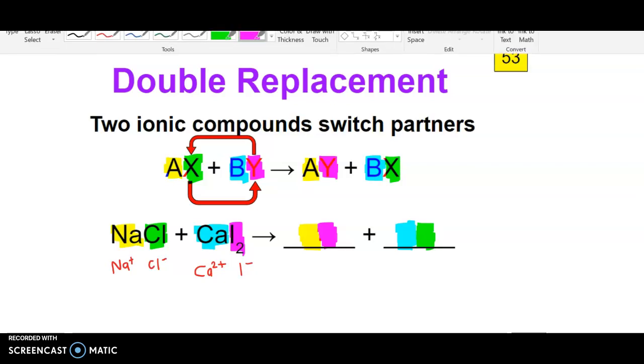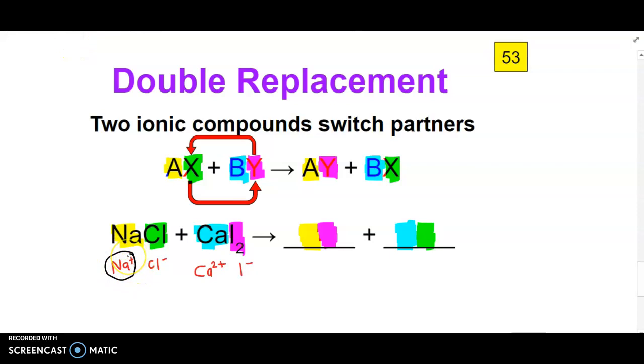Now, if I create my formulas, sodium is going to partner with something negative. Well, it's already partnered with chlorine, so it's going to pick the other one, which means it's going to partner with iodine. When I drop and cross Na+ and I-, it's a 1-to-1 ratio, and I get NaI. Over here, calcium 2+, chlorine minus. When I drop and cross, I get CaCl2. Remember, that's when 1 becomes a subscript on chlorine, and 2 becomes the subscript on chlorine. All right, so that's double replacement.